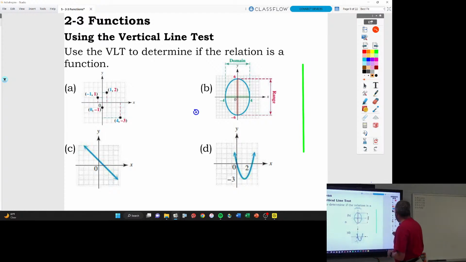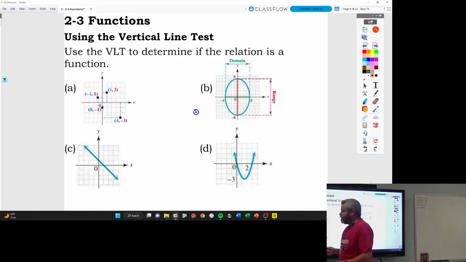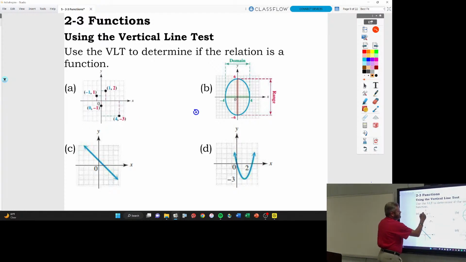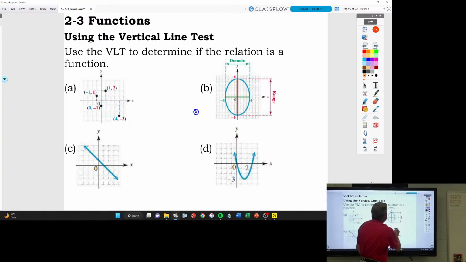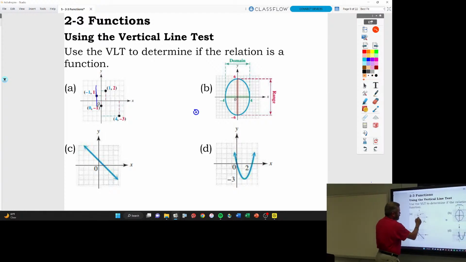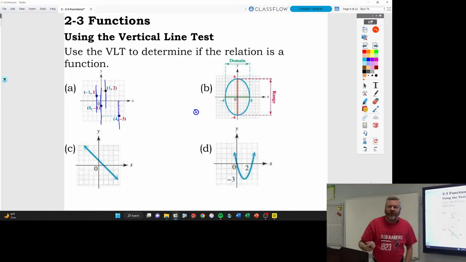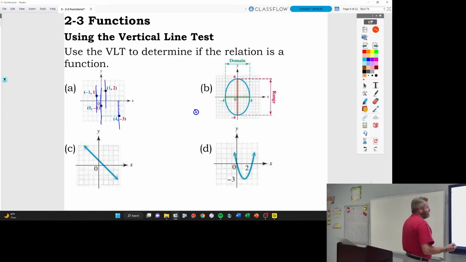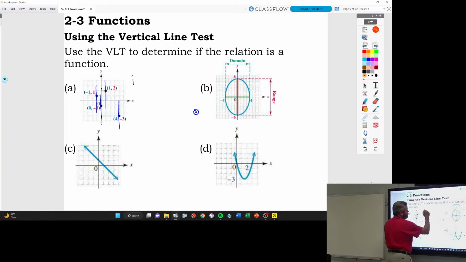Okay, it doesn't want me to take it. That's fine. I'll just use my pencil and whatever. If I was to envision a vertical line going across graph A, it only touches that point once. It only touches there once. And those are the only 4 points. So at no point does a vertical line touch 2 points at the same time. So this passes the vertical line test.